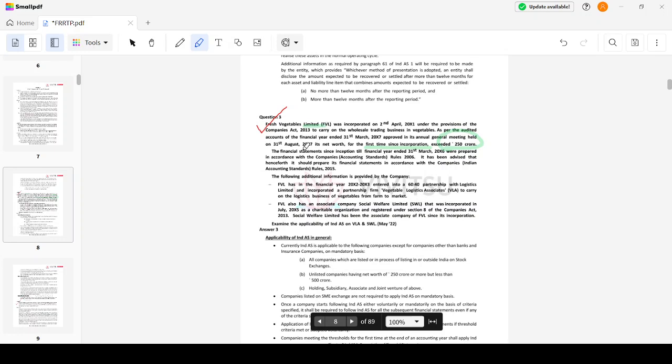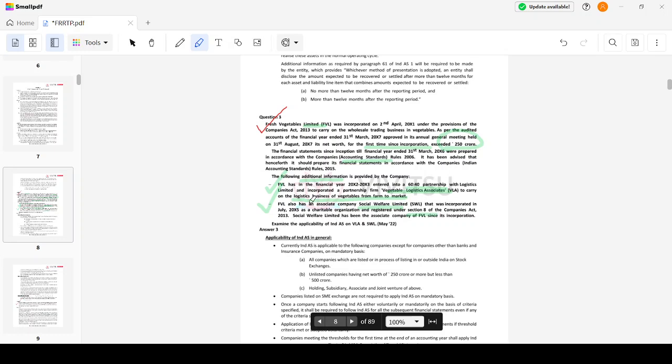The financial statements since inception till the financial year ended 2016 were prepared in accordance with AS. It has been advised to prepare under Ind AS. The following additional information is being provided. FPL entered into a 60/40 partnership with Logistic Limited and incorporated a partnership firm, VLA, to carry on the logistic business of vegetables from farm to market. FPL also has an associate company, Social Welfare Limited, which is a Section 8 company, but the other one was a partnership. Vegetable Logistic Associates was a partnership firm.